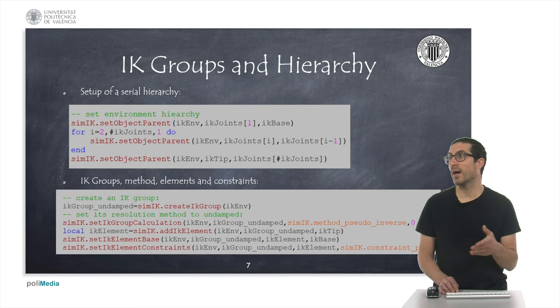Here, I'm just showing the code for the pseudo inverse method. And in this case, I have specified a constraint, to constrain the pose. Okay, but remember that there might be different options to select the calculation method algorithm and also which constraints to apply.